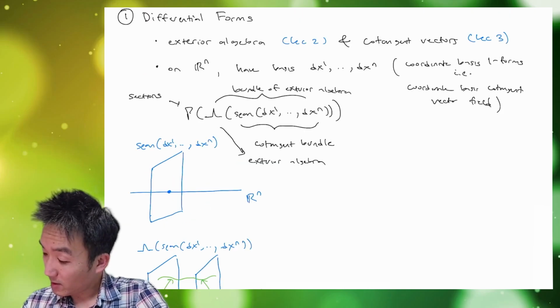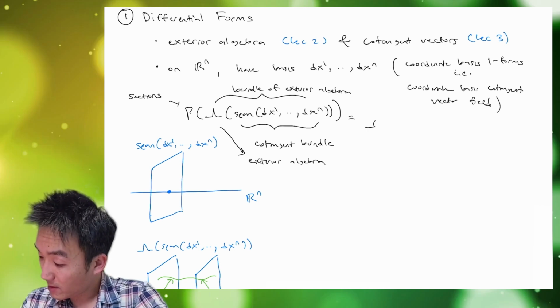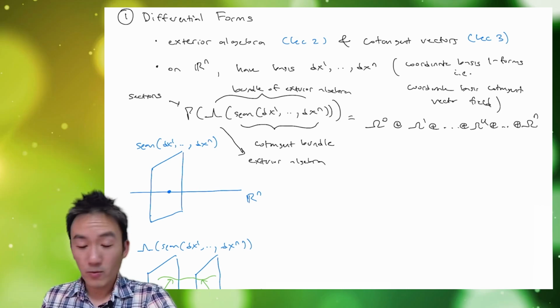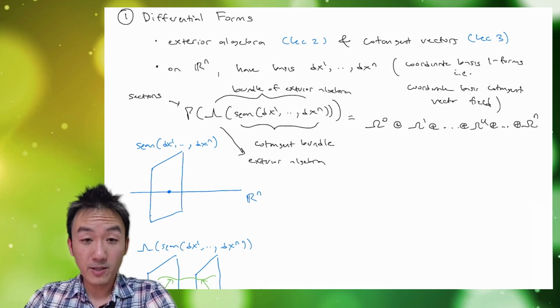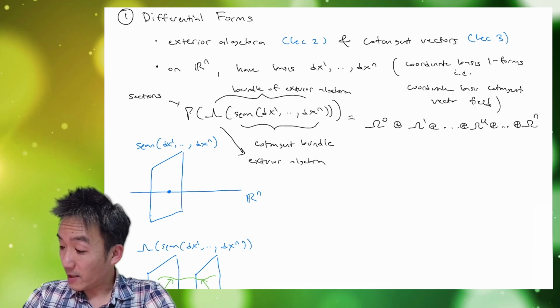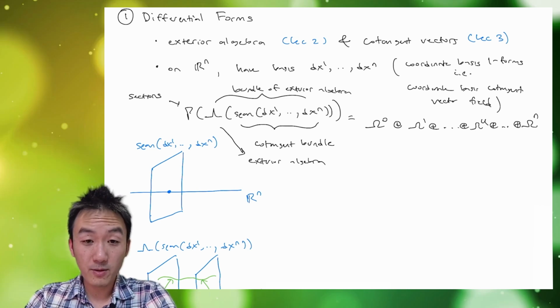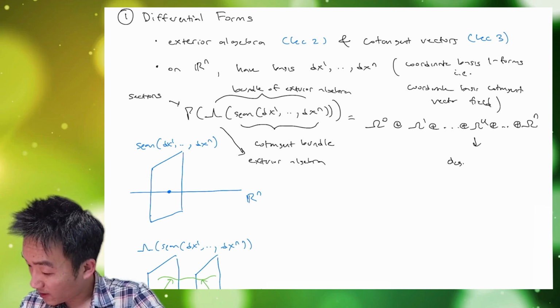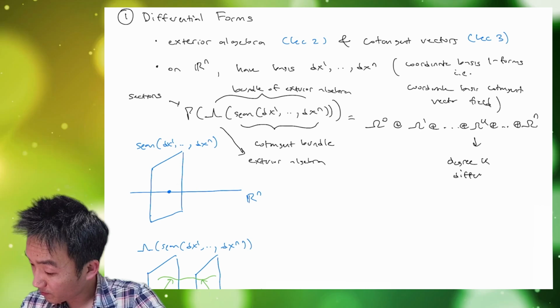But just to unpack this notation a little more, we can write this expression on the left-hand side as omega 0 direct sum omega 1, through omega k, through omega n. Recall that the exterior algebra had all these components based on how many wedge products there are. And that induces a decomposition of differential forms also into various degrees, also based on how many wedge products we see. So this omega k is what's called degree k differential forms.